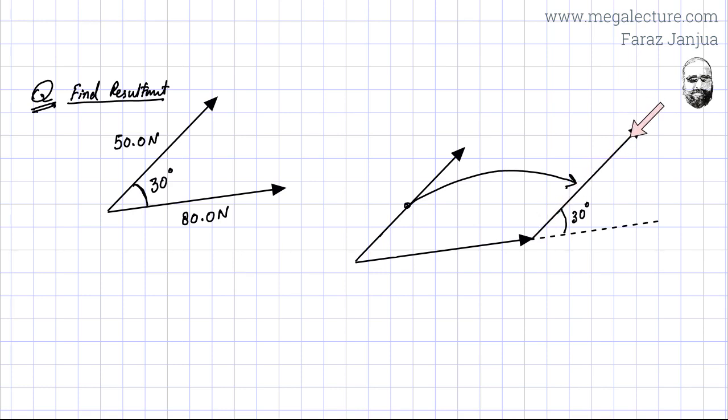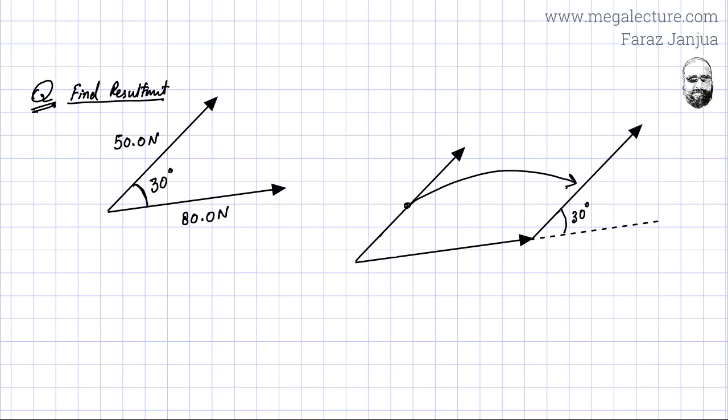So this is what I did. I shifted this vector from there to there without changing direction. This is a 30 degree angle, and you can see this is still the 30 degree angle. The size of the vector is the same. So all I did is just cut this vector from here and paste it over there. But you cannot do that in your exam. So see how I will solve this question.